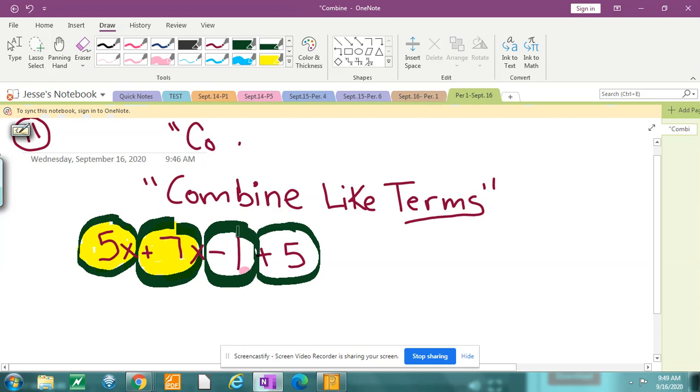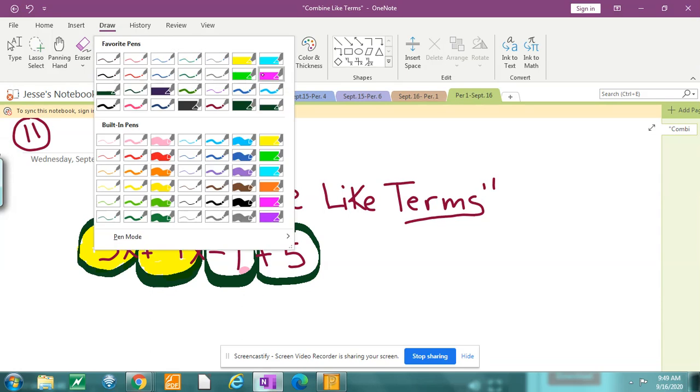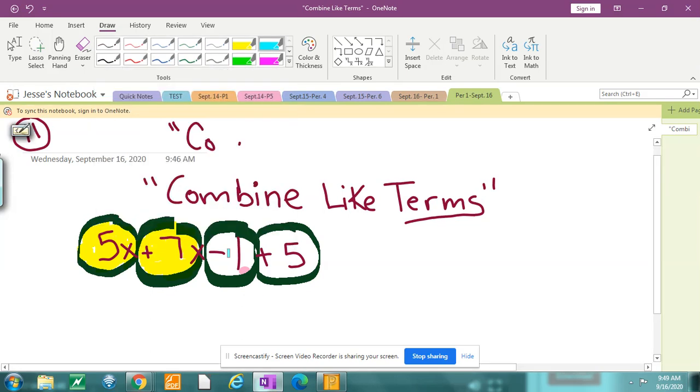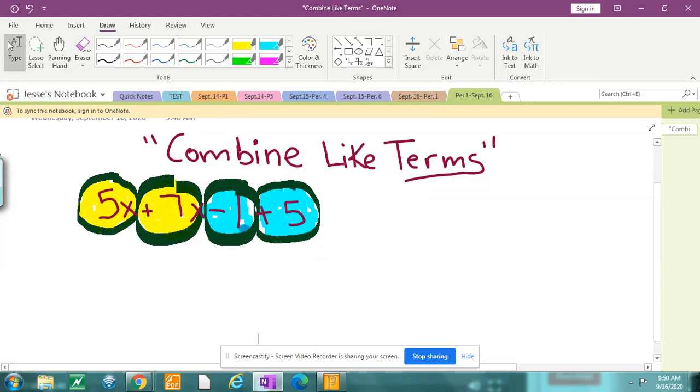See that? Now we're going to another level of combine like terms. Let me get a different color. The negative 1 is a constant, and the plus 5 is a constant. So you're going to combine those terms because they're both constants. So what do I do? Again, we remember what we were doing, the t-chart. So you do the t-chart again.